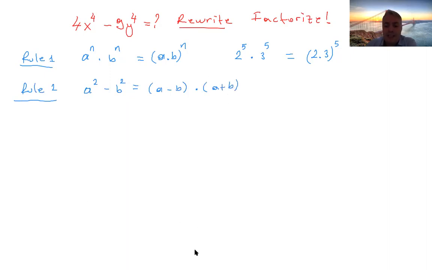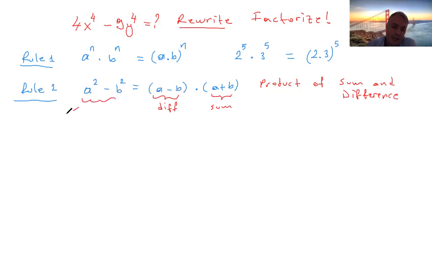You can memorize it like this: product of sum and difference. This is the difference of two numbers. This is the sum of the two numbers. Sum times difference is equal to what? Is equal to the square of the differences. Sorry, the difference of the squares. This is the difference of squares. We should memorize this.